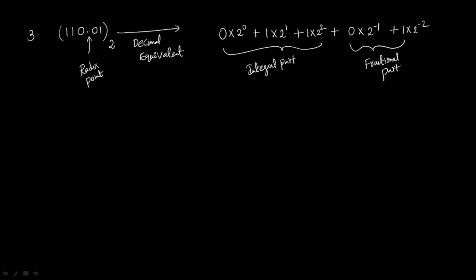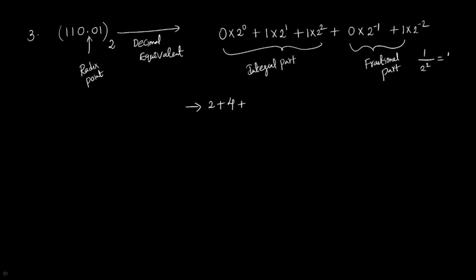You can do the integral part separately and the fractional part separately and add them together, or you can write a single equation like this, add each and every term in this single equation, and you will easily get the decimal equivalent. Now add the terms. 0 into anything is 0, 1 into 2 power 1 is 2, 1 into 2 square is 4. So you have 2 here, 1 into 2 power 1 plus 2 square is 4, so 4, 0 into anything is 0, and 1 into 2 power minus 2. 2 power minus 2 means you can write this as 1 by 2 square.